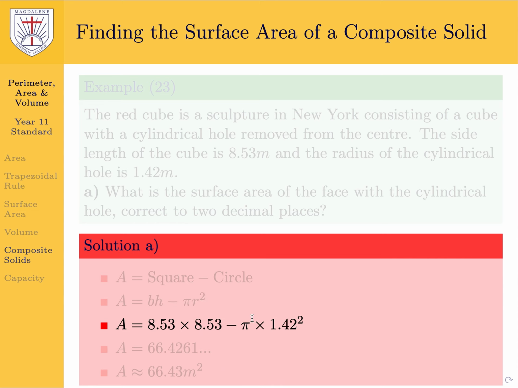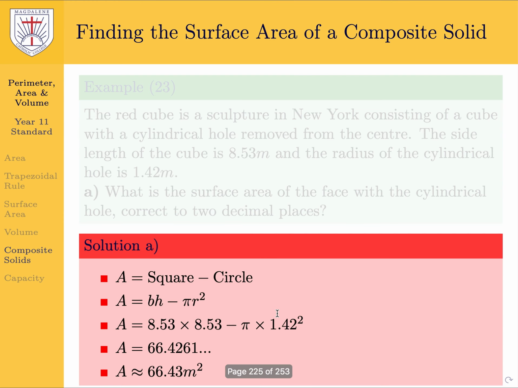Now we know that the base and the height will be the same. It's going to be 8.53 for the side lengths of the cube. And for the radius, we get told it's 1.42 meters. So we're going to take away pi times 1.42 squared. And when we type that all into the calculator, we'll get 66.4261, which is approximately 66.43 meters squared to 2 decimal places.